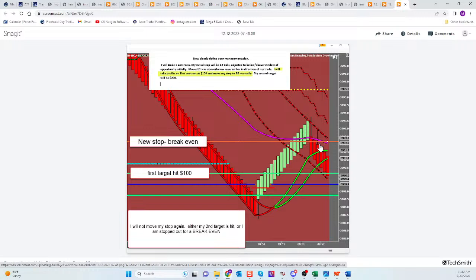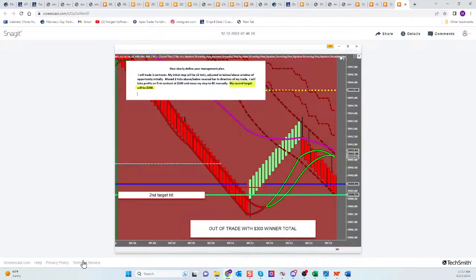I have the elation of being a winner, and it makes it easier for me to see if it hits the second target. Guys, I'm either stopped out break even or my second target is hit. If your second target is hit, guys, that's a $300 trade. That's a $300 trade with all the advantages. That's a $300 trade with nothing in the way, with strong triggers, with the perfect entry and mechanical, methodical management.